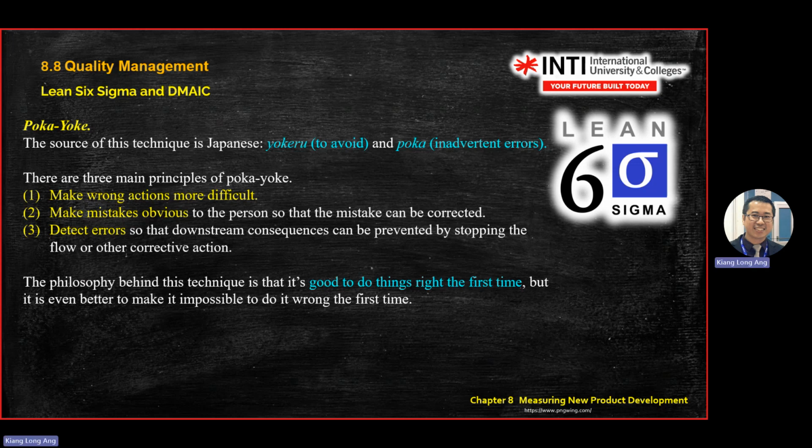Make mistakes obvious to the person so that the mistake can be corrected. Like your ATM card, the orientation, they put a photo there, so you put it in the correct way. Detect error. So this one is there's a jig there. For example, for QC of parts, they have a QC jig. They just push the part in. If it cannot be pushed, then fail. If it can be pushed, then pass.